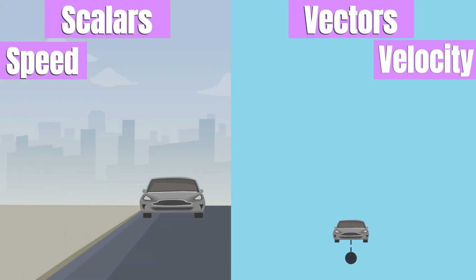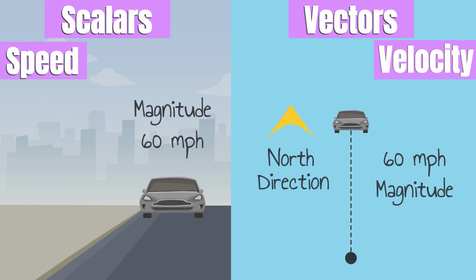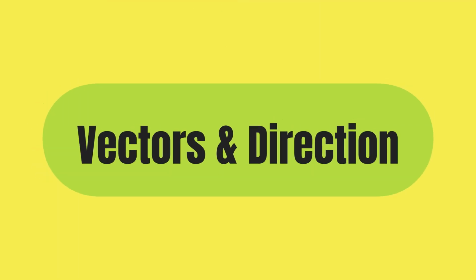Imagine you're driving at 60 miles per hour. That's your speed, a scalar. But if you're driving 60 miles per hour north, now we're talking velocity, a vector. The direction makes all the difference. Vectors and direction, the magic of components.